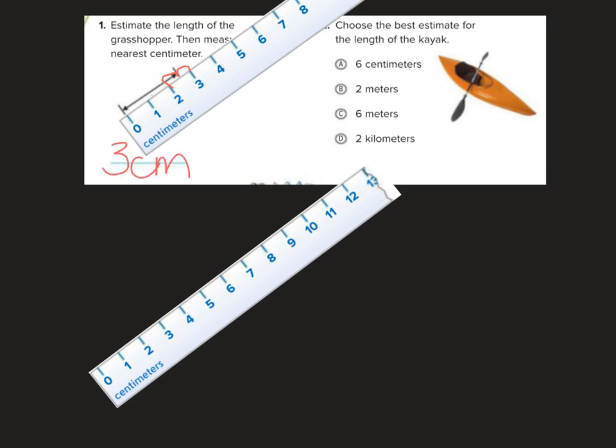Okay, if we started cutting these into millimeters, so remember 10 little millimeter lines can fit between 0 and 1. So millimeters are absolutely tiny.